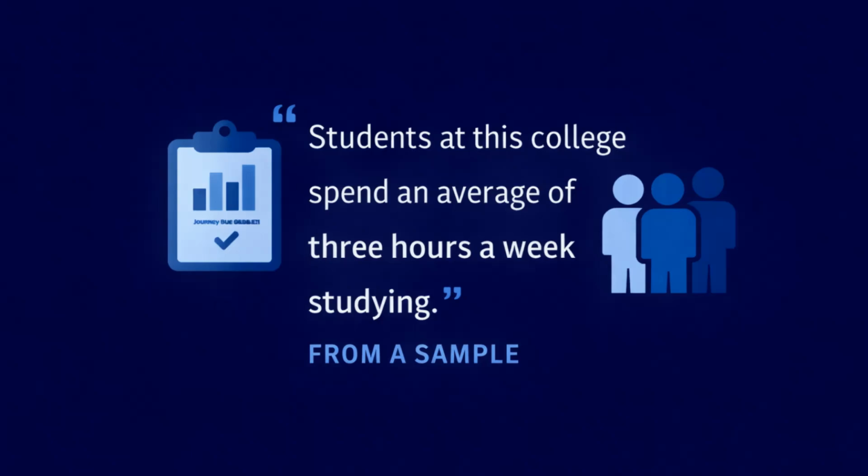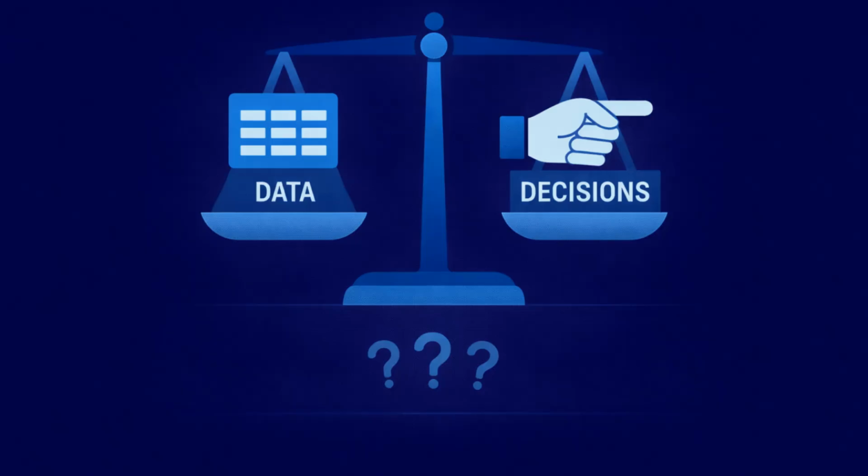Sometimes statements sound official but are still statistics. For example, students at this college spend an average of 3 hours a week studying. Unless every student was tracked, that number still comes from a sample. This distinction matters because statistics are often used to influence opinions and decisions, and understanding where the data come from helps you decide how confident you should be.